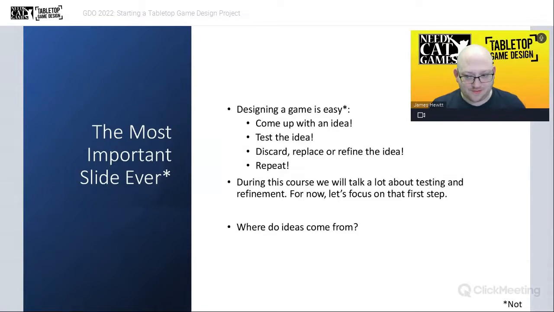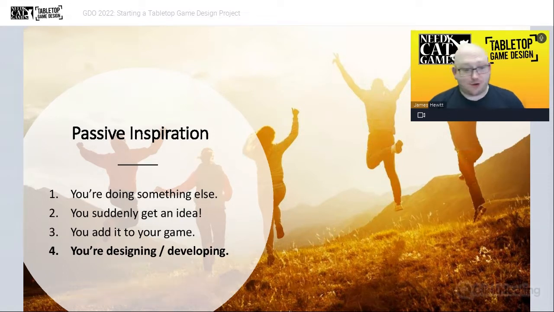So let's consider where ideas come from. The first sort of inspiration we can think of is passive inspiration. As you can see, you and your friends are out on an incredibly photogenic walk around the park. You're dancing in the sun, whatever it is people get up to. This is the sort of thing I do on the weekend. I don't know about you lot. You're doing something else, and suddenly there's an idea.